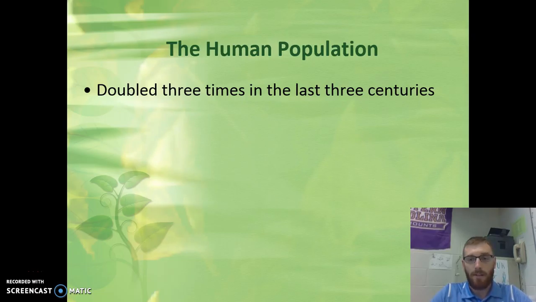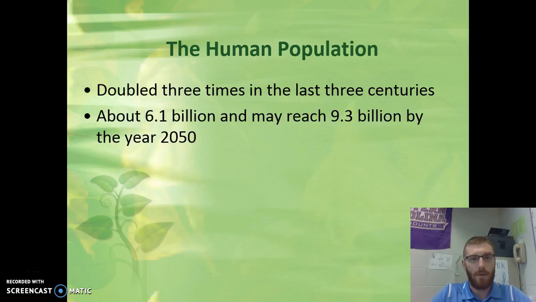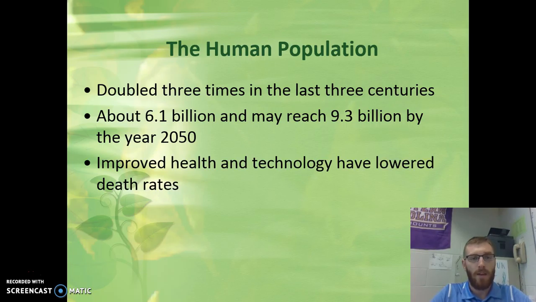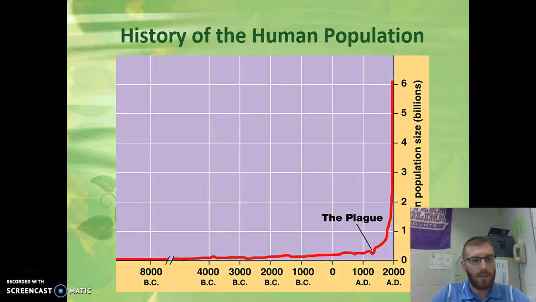The human population, here's some facts about it, has doubled 3 times in the last 3 centuries. There was about 6.1 billion when this PowerPoint was created. There's around 7.3 billion now, and could reach about 9.3 billion by the year 2050. Improved health and technology have lowered death rates and allowed us to stay alive a lot longer. And here we can see just how much the human population has increased over time.